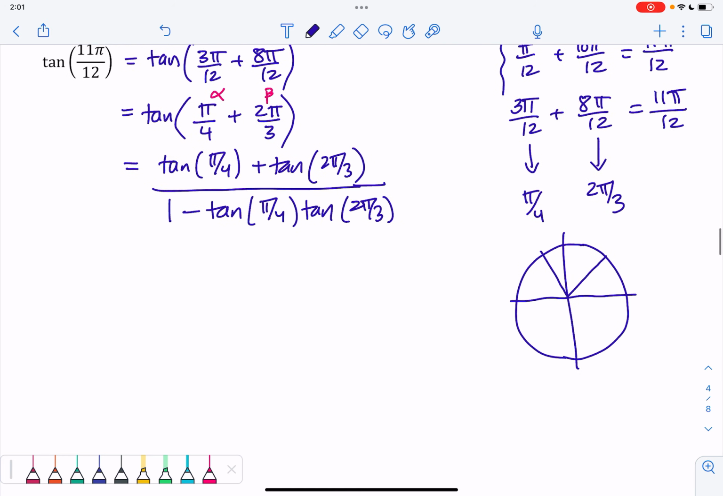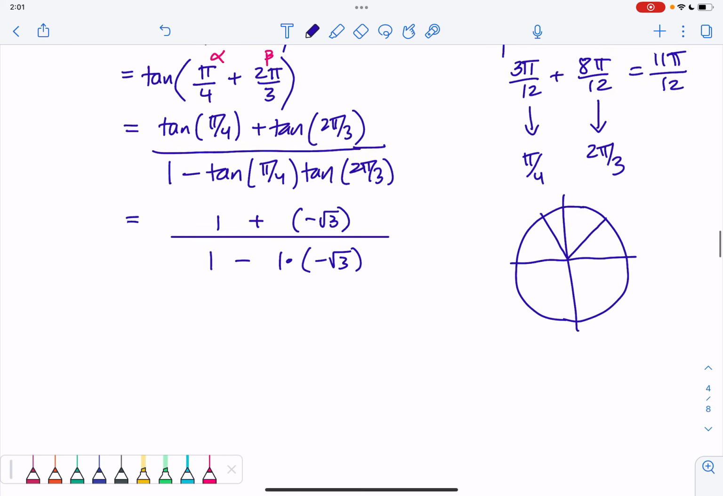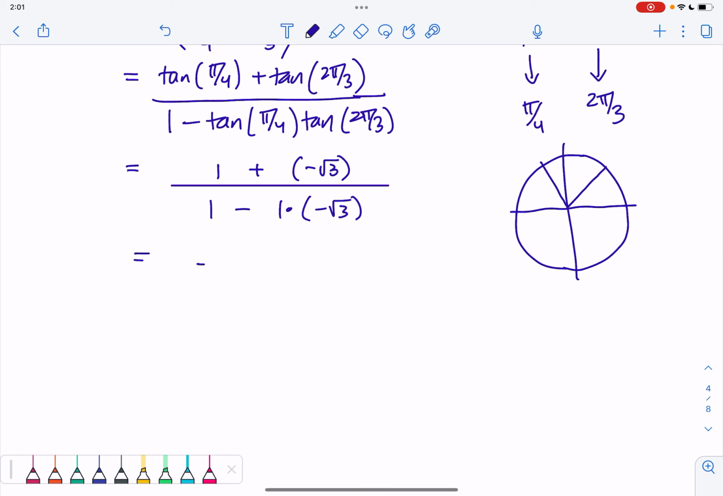Okay, so when I do that, now I want the values for each of these. Tangent of pi over 4 is 1. Tangent of 2 pi over 3 is negative root 3. We can get that by using the unit circle. Then we get 1 minus tangent of pi over 4, which is still 1, and tangent of 2 pi over 3 is still negative root 3. So if I simplify, 1 minus root 3 all over 1 plus root 3.